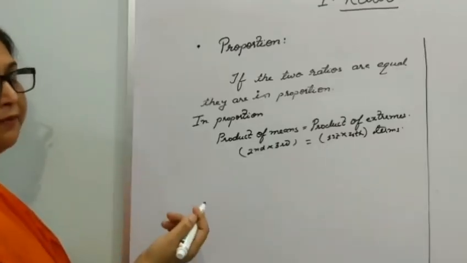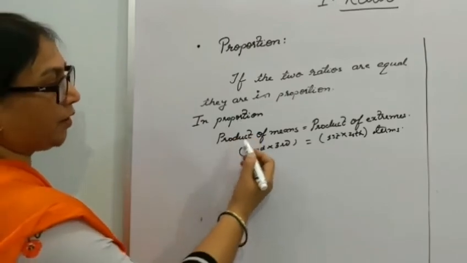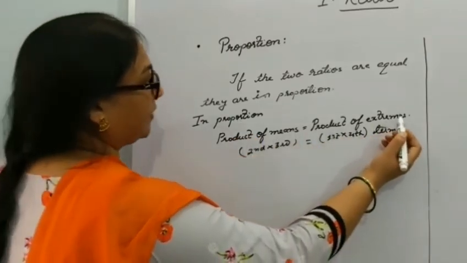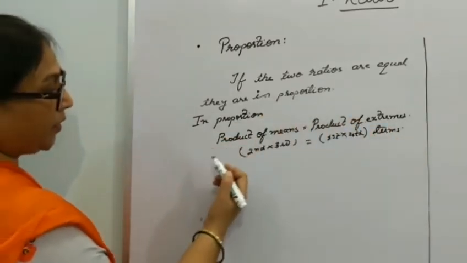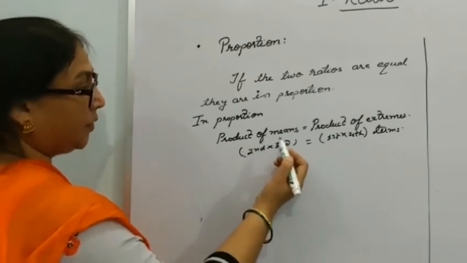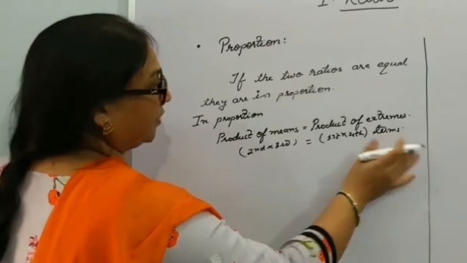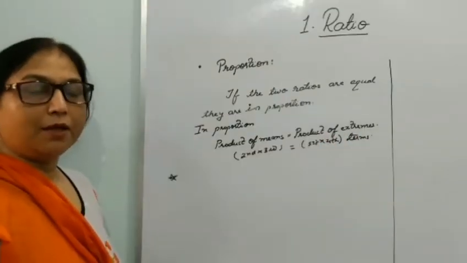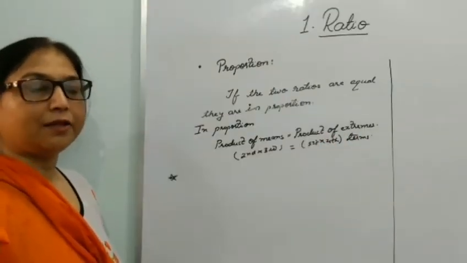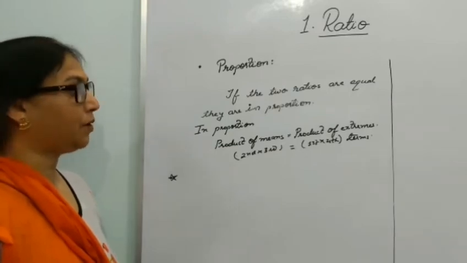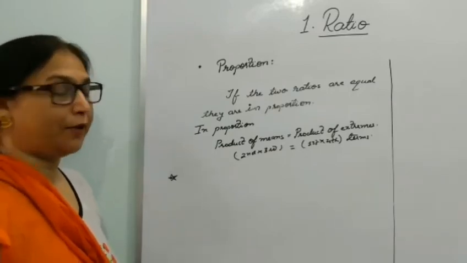Children, in a simplified way we can say that in proportion the product of means equals the product of extremes. Means, the product of the second and third terms should be equal to the product of the first and fourth terms. Children, make a note: it's not essential that the two given ratios in proportion are of the same kind.